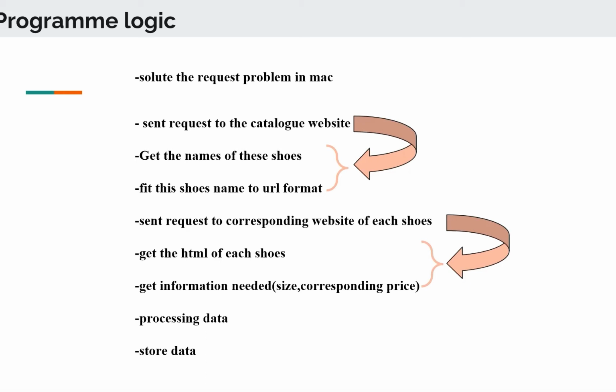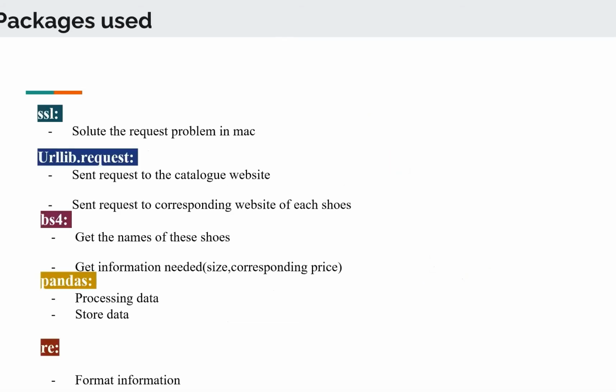And then we process the data we get from the two websites, and we store the data in an Excel form. For the packages used, we first use SSL to solve the request problem on Mac. And then we use urllib request, which is very powerful, to send requests to the catalog website and get the information from those websites.